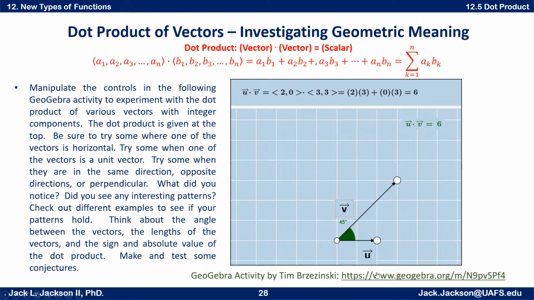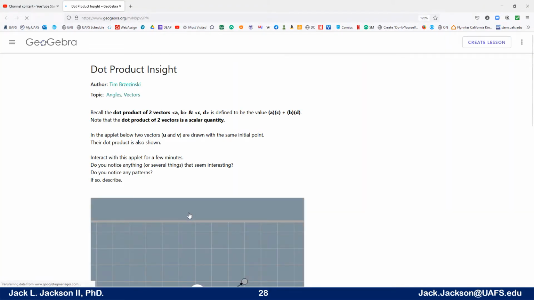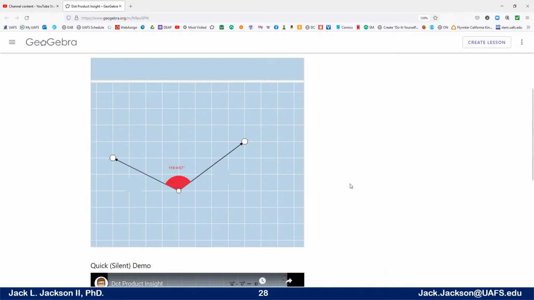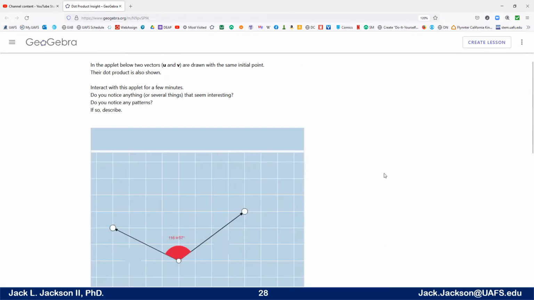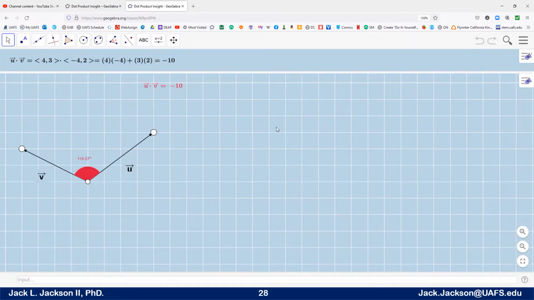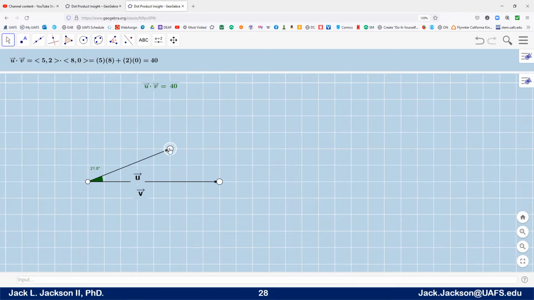So let's get into that. He has a little video using this as well, and there's the app up there, but I like to go to these three dots up here and open in the app, so I'm going to look at that. Okay, so here we go. Here's a vector, and let's look at a couple of different ones. See if you can get any patterns here.